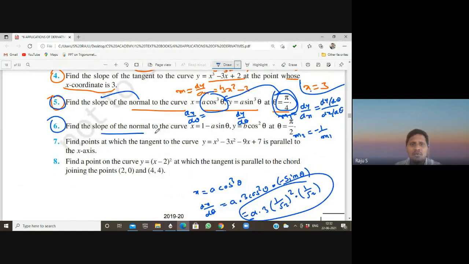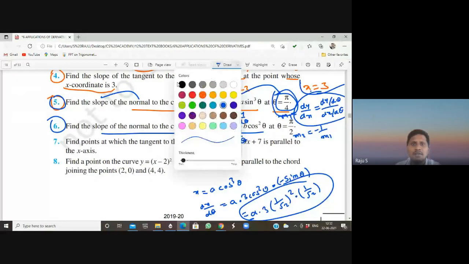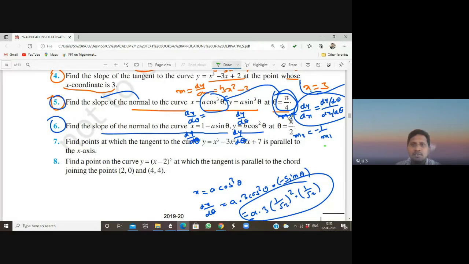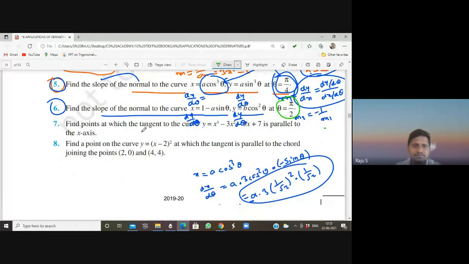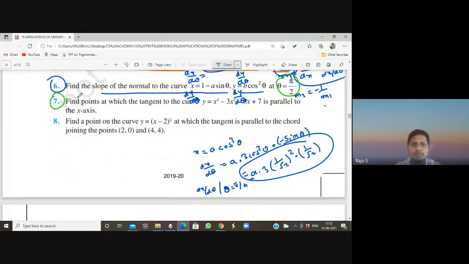Next, find the slope of the normal to the curve. Same again, parametric equation. Find dx by d theta and dy by d theta, after that dy by dx with the help of this formula. Okay, that's all. Substitute here theta is equal to 90. And coming to find the points of the curve.